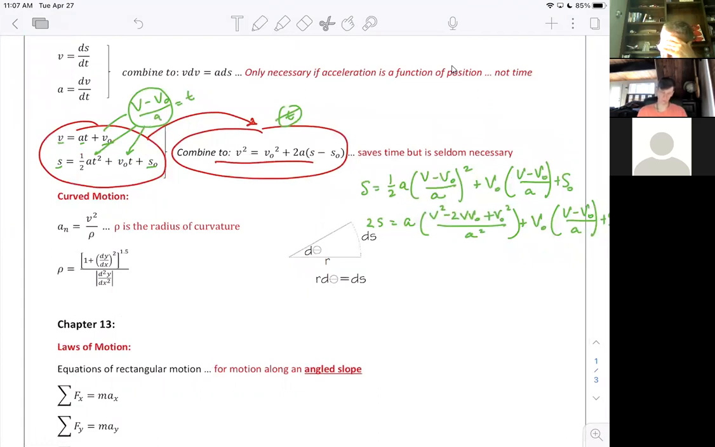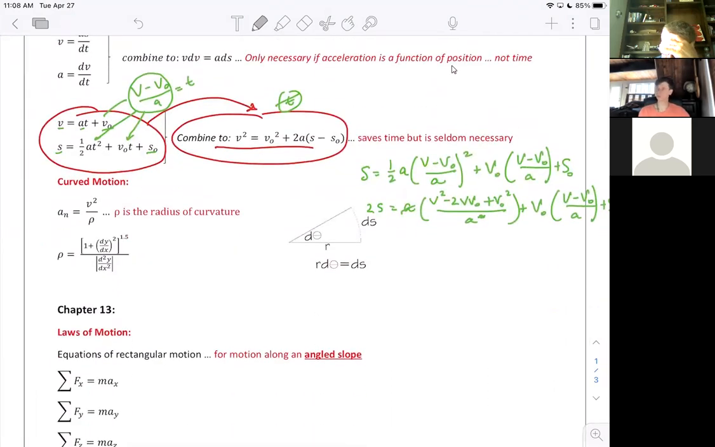Well, then I find myself wanting to multiply both sides by a. First of all, this a cancels with one of these a's. And then if I multiply both sides by a, because again, I don't like fractions, it gives me 2as. And then I just have all the rest of the gobbledygook with the a's gone, which is wonderful. So I get v squared minus 2v v0 plus v0 squared plus, and I distribute this v0 in, and I get v v0 minus v0 squared.